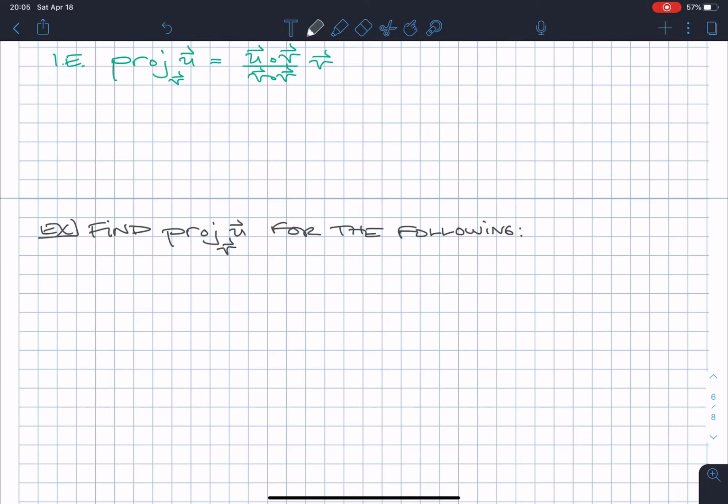Okay, so number one, say we have that vector u is 3, 3 root 3, and vector v, pardon me, is negative 1, root 3.